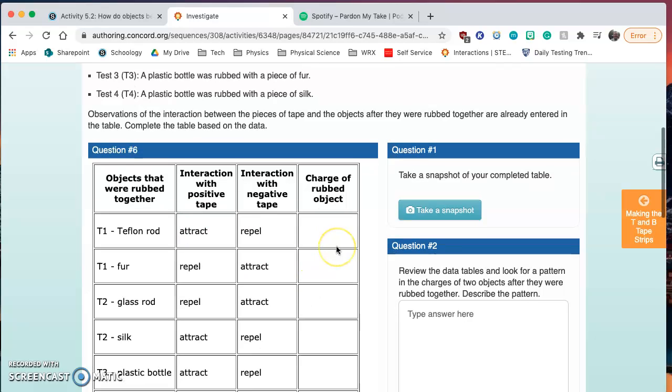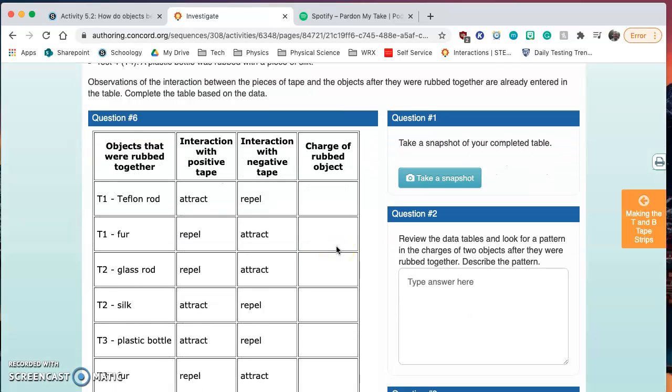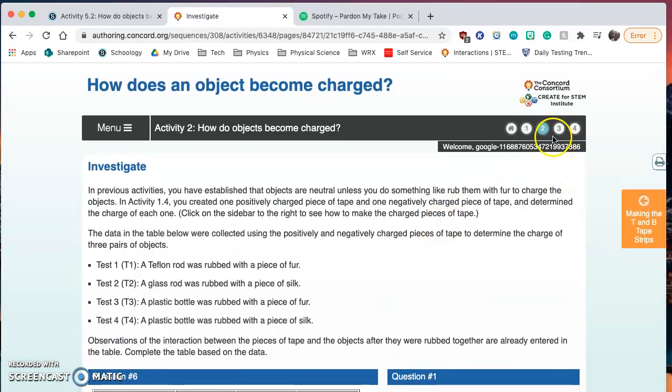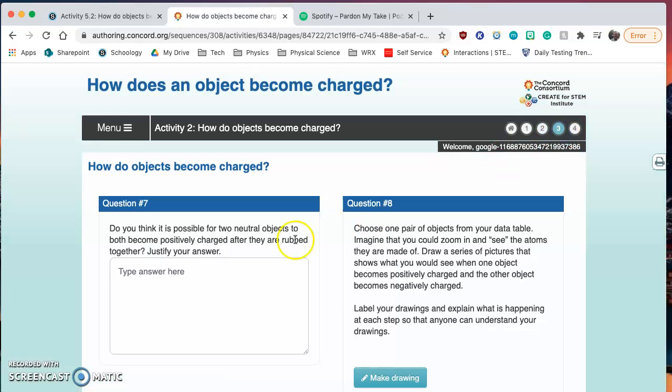So you should be able to make an inference about what the charges of these objects are. So this is just going to be a positive or negative. Okay, so if it's repelling negative, then I'm going to say this one is negative. And if it's attracting a negative, I'm going to say this one is positive. And you're going to go on and so on and so forth throughout that table.